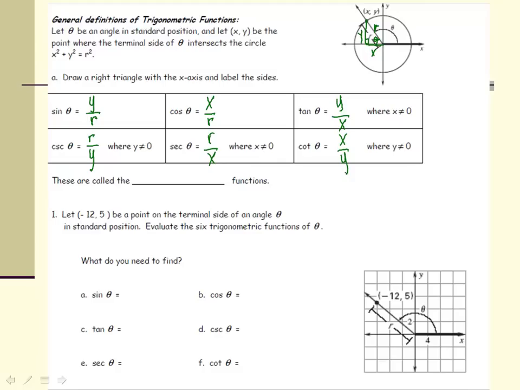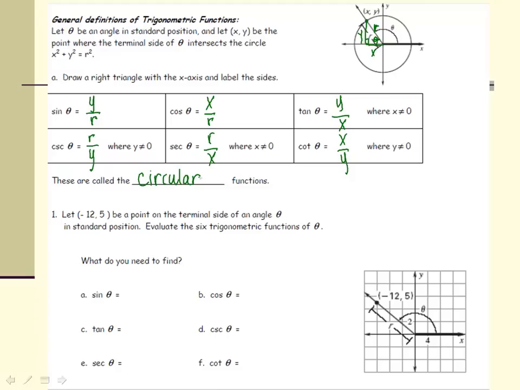So notice I did all of those using my SOHCAHTOA: sine opposite over hypotenuse, cosine adjacent over hypotenuse, tangent opposite over adjacent. These are called the circular functions. So let's do this example using one of these.